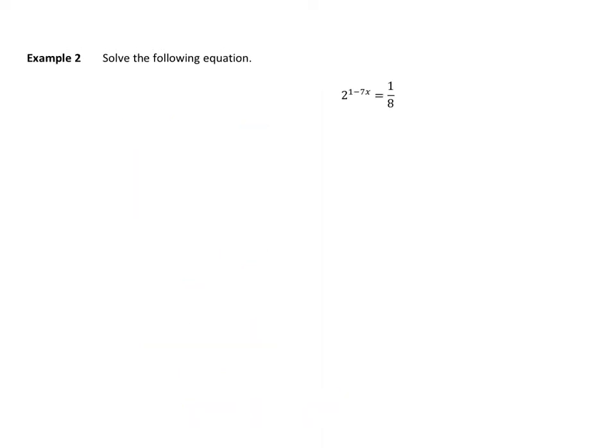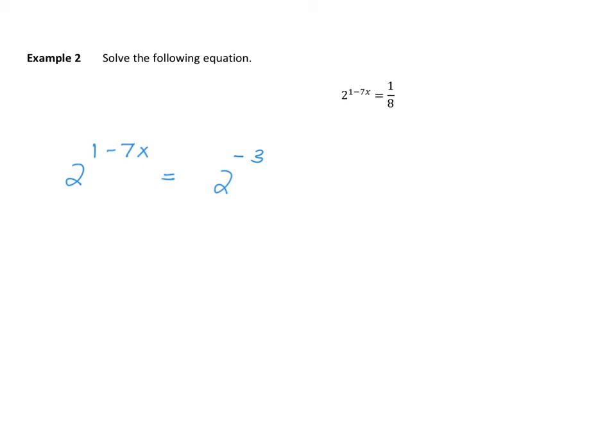In example 2, same idea. I want to solve this exponential equation. Okay, I think the base I'll use for both sides, again, is 2. So on the left, I'll leave it as 2 to the 1 minus 7x. Now on the right, okay, I see a fraction. So I'm already thinking, okay, we have to have a negative exponent. So how would you get 1/8? You'd have to put 2 cubed into the denominator. So I saw the 8, it made me think 2 cubed, but the negative puts that into the denominator.